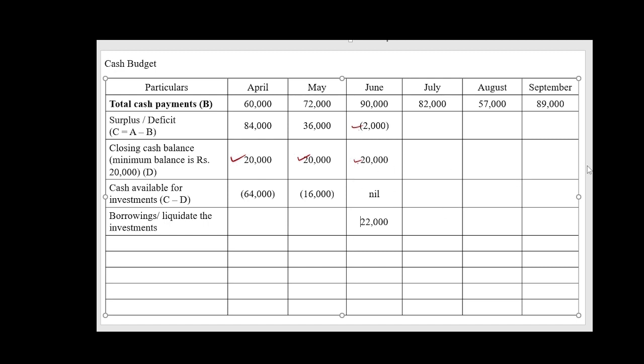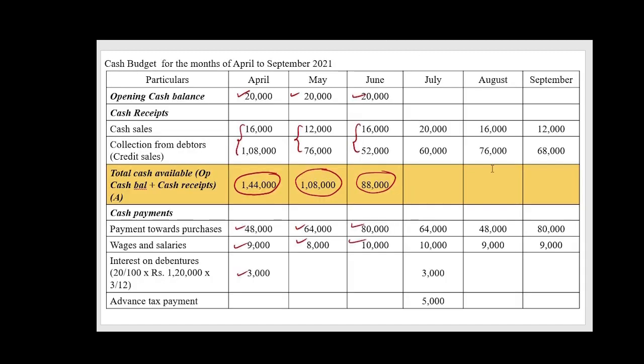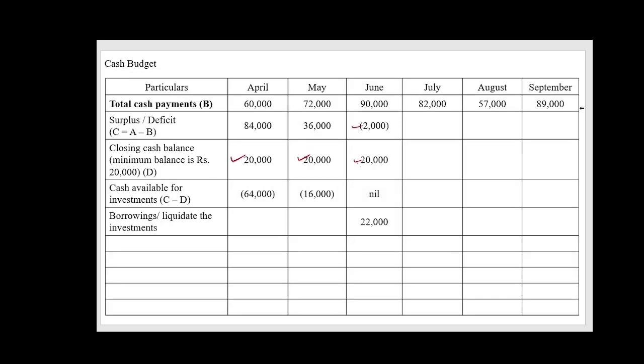Now, June's closing cash balance is 20,000, which becomes the opening cash balance for the month of July. So, for the month of July, 20,000 plus 20,000 plus 60,000. So, what is the total cash available for the month of July? It is 1 lakh. So this 1 lakh is the cash available for the business. How much does it have to pay? 64,000 plus 10,000 plus 3,000 plus 5,000 is the total payment. So from 1 lakh rupees, it has to pay 82,000.